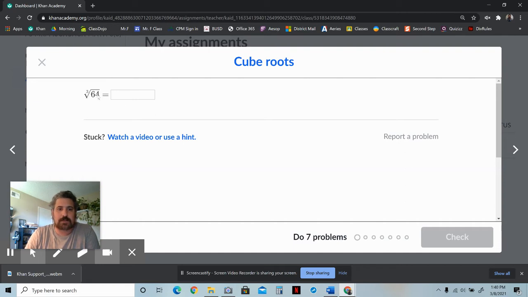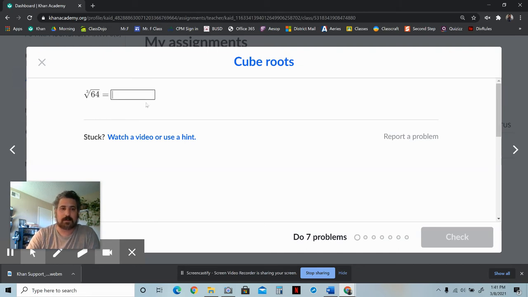So this is the cube root of 64. Basically, you're asking yourself, what number times itself 3 times is going to equal 64? So 1 times 1 times 1 is 1. 2 times 2 times 2 is going to be what? 2 times 2 is 4 times 2 is 8. So 2 to the third power would be 8. 3 times 3 times 3 would be 3 times 3, which is 9, and then 9 times 3 is 27. So 3 to the third power is going to be 27. And then this one, 64, is 4 times 4 times 4. 4 times 4 is 16, and then 16 times 4 is 64. So the cube root of 64 is the value of 4.